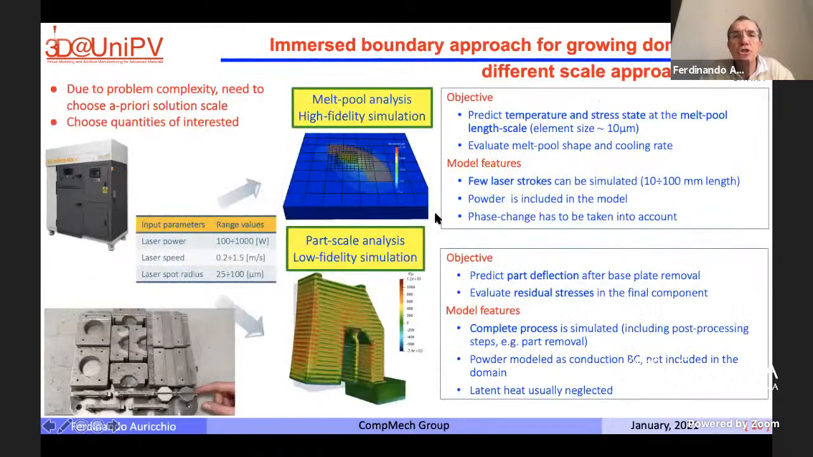With this technology, we do two types of simulation. We do melt pool simulation, which is a mesoscale simulation, so we are in the order of microns, of tens of microns, and we want to evaluate the movement of the laser and the melt pool shape. Or, with exactly the same technology, we can simulate part scale components, the whole pieces, and now we are in the range of centimeters in terms of simulations.